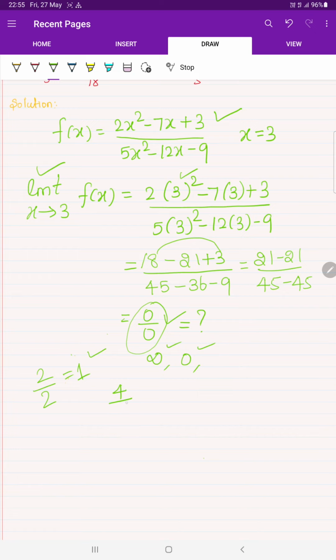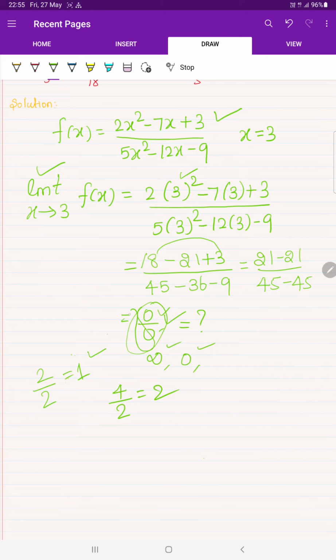If I am asking you to take the ratio 4 by 2, you can say the answer is 2. But when we are taking both 0 and 0, what will happen, sir? You should think, sir, if I am dividing 0 by 0, again it will become 0 only, no sir? No, that is wrong. Why?